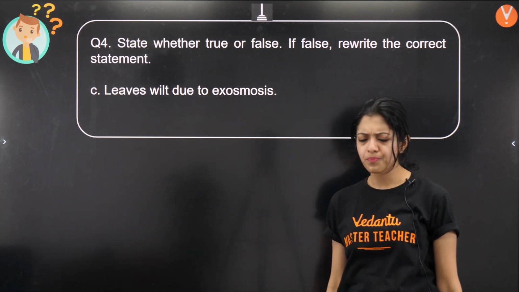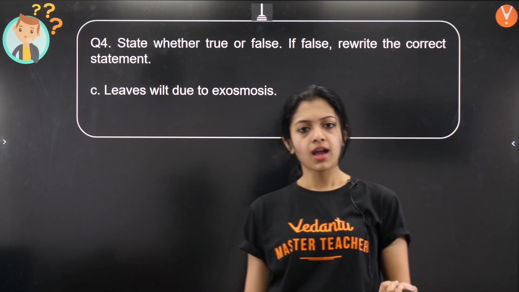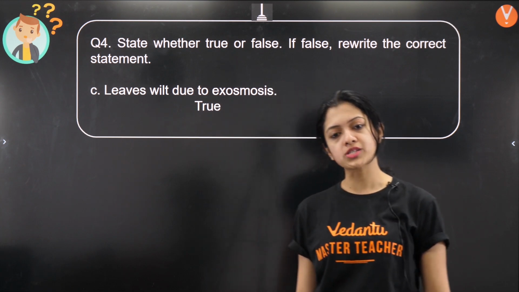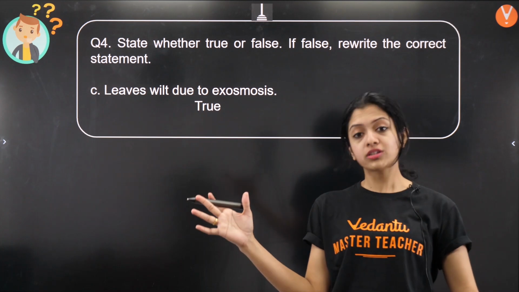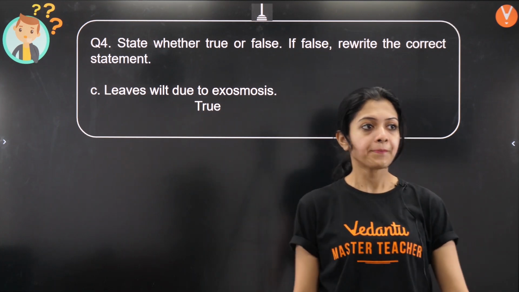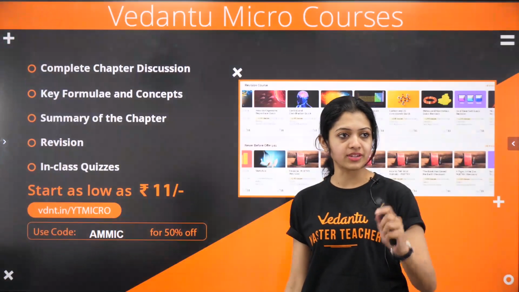Now, leaves wilt due to exosmosis. Okay, is this true or false? And this is actually a true statement. Exosmosis. Okay, water coming out of the leaf, exosmosis, and that results in wilting of leaves.